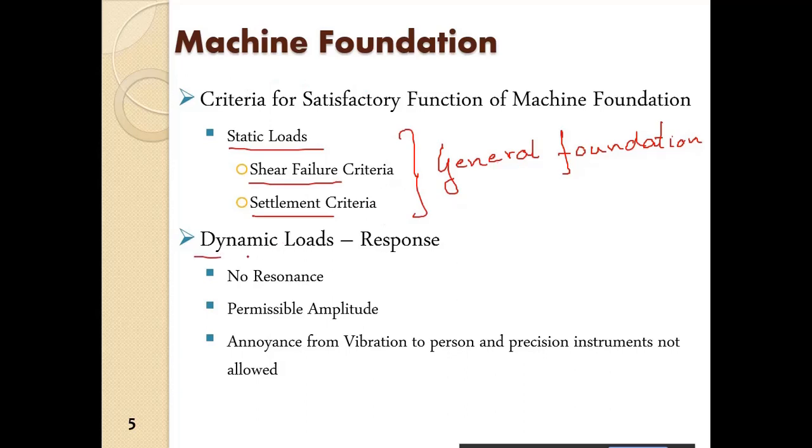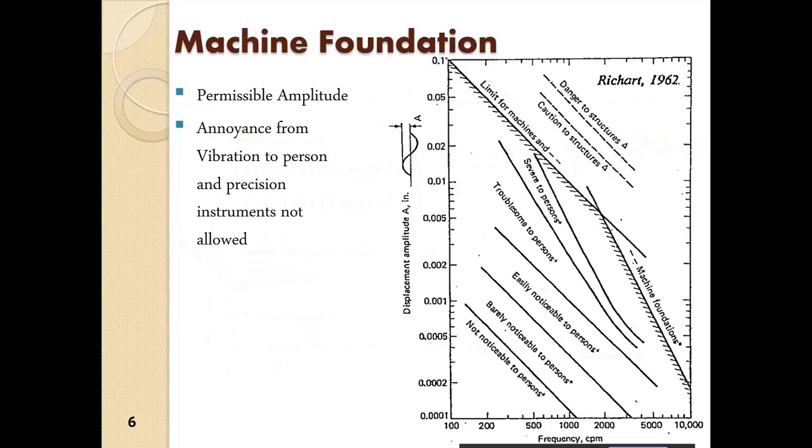Apart from that, we have the dynamic loads. When the machine is operated, what will be the response of the foundation and machine system as a whole along with the soil? That has to be assessed. There should be no resonance. Amplitude should be within permissible limit and it should not cause annoyance to the persons working there, nor hamper precision instruments like pressure gauges, dial gauges and time measuring instruments. We saw that there is a particular limit we have to be within, so that it does not cause any annoyance to the persons working there.